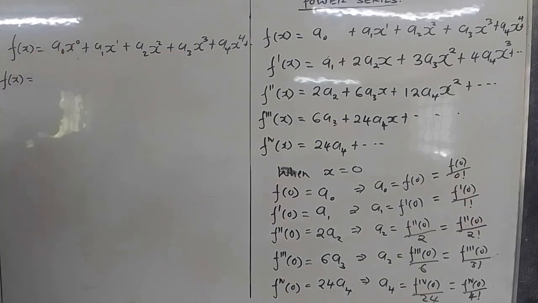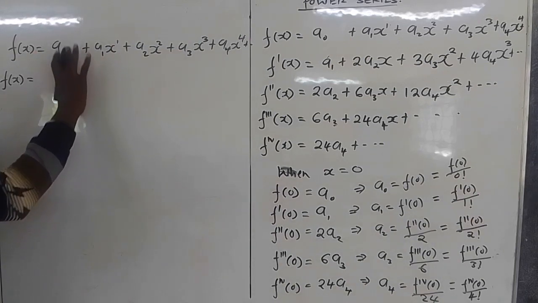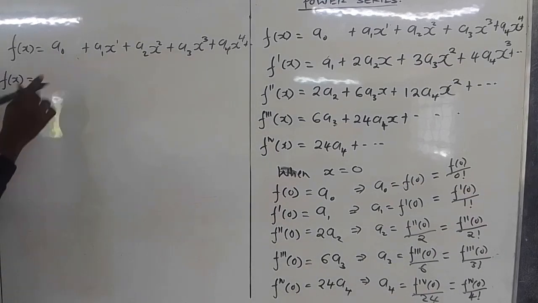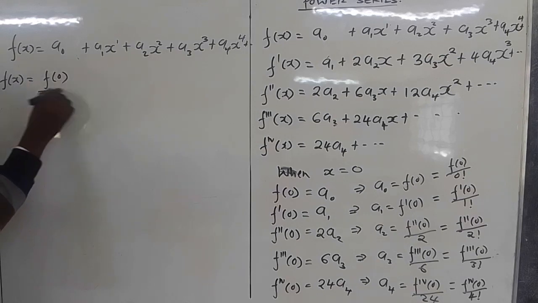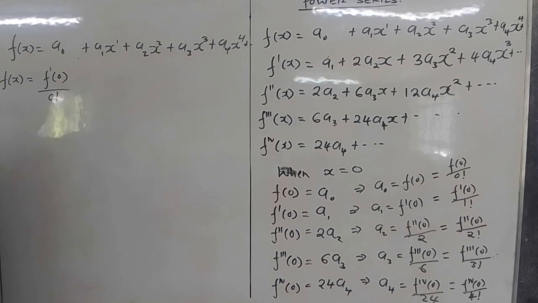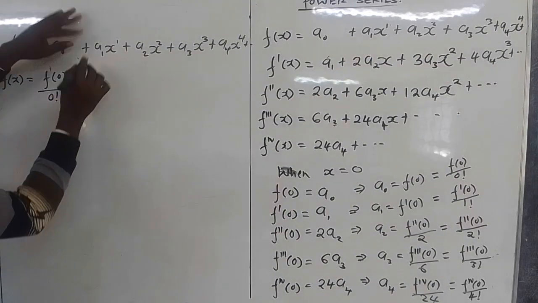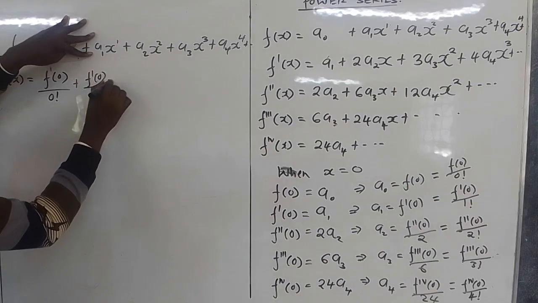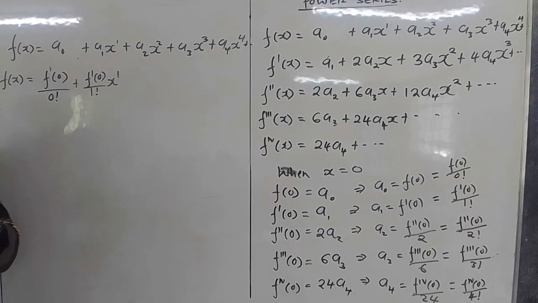When x is raised to power 0, it is 1, meaning this x to the power 0 is silent. So you just have A0. What is A0? A0 means it is f of 0 over 0 factorial. When it is raised to power 0, it means it has not been differentiated. Then it is plus, what is A1? Meaning you have differentiated it once, over 1 factorial, then x is raised to power 1.